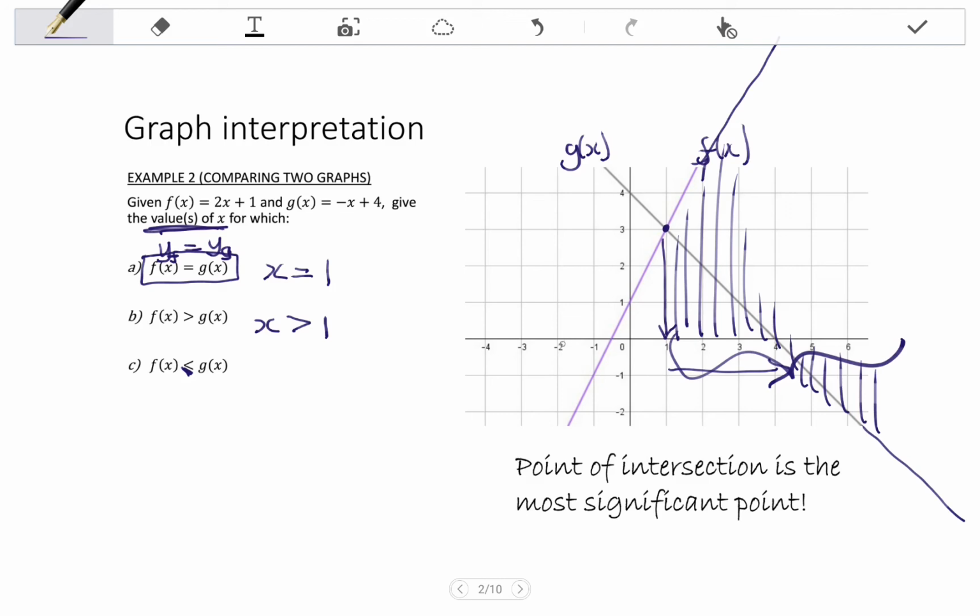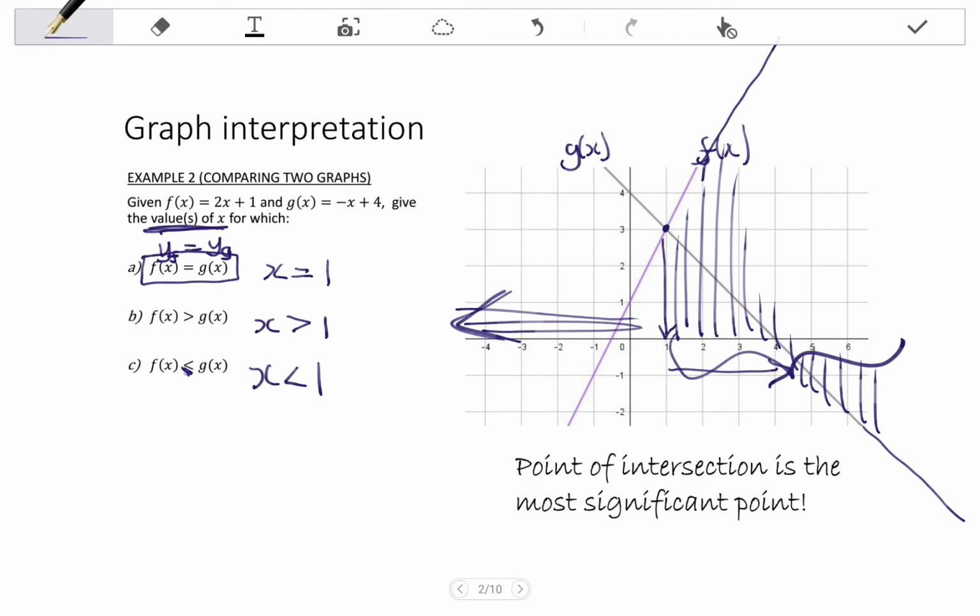So at x equals negative 2, g of x is above f of x. At x equals -1, g of x is above f of x. At x equals 0, g of x is above f of x. Where does that change? At x equals 1, the graphs are equal, and beyond that, f of x is above g of x. So we just want to know where f of x is below, and that occurs in this part of the graph, where x is less than 1.